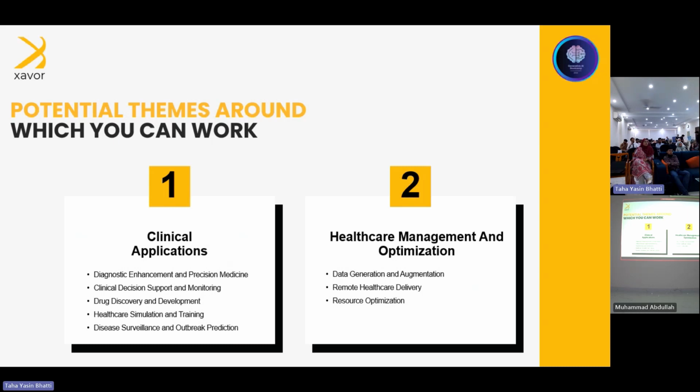Then remote healthcare delivery. We know the remote healthcare deliveries, we know the mobile healthcare services nowadays, where generative AI can be used. And resource optimization. Again, the data can help you optimize the resources, how you need to allocate them, and how you can use them with the most efficiency. I think that is all for it. This was just a glimpse of where it can work, and now you can think through it.